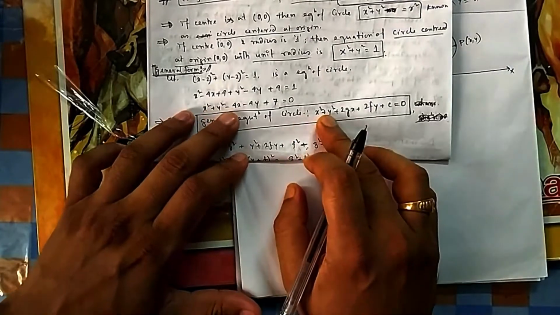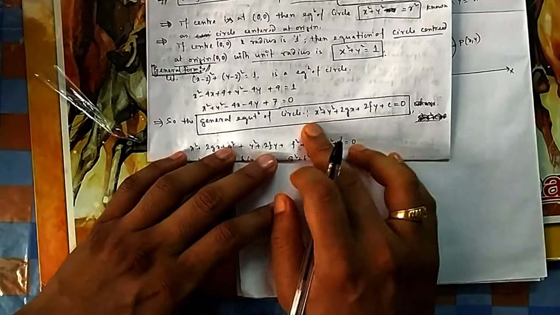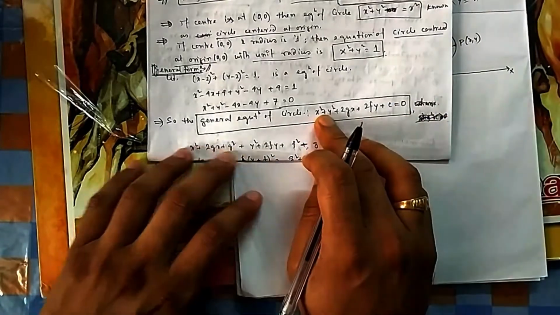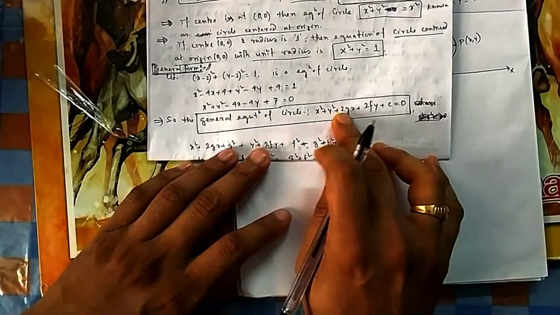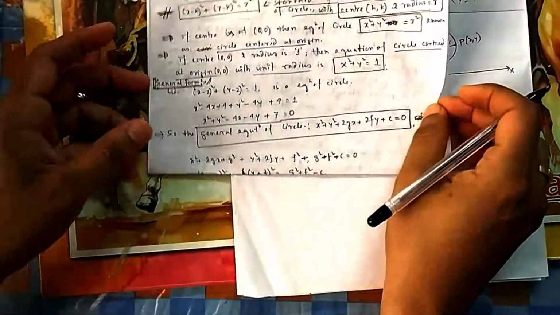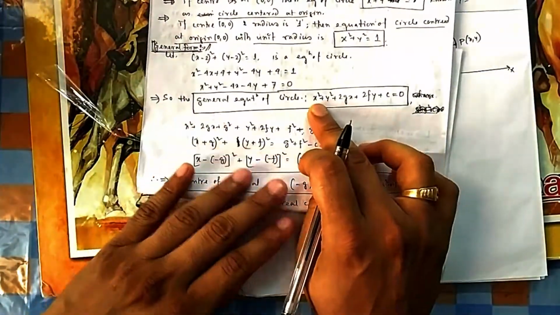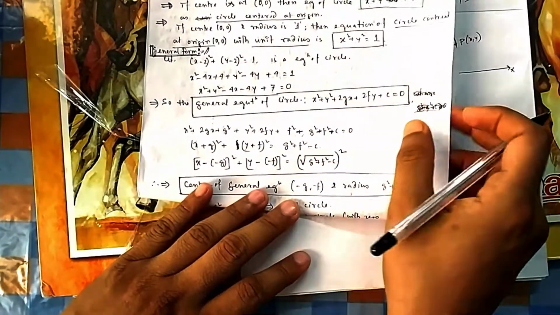You see x² + y² + 2gx + 2fy + c = 0. You can find some symmetry with the second order general equation that we have learned in pair of straight lines. We will explain it in detail after some time. So if this is the type of function, then we say this is known as the general form. You have to remember this form: x² + y² + 2gx + 2fy + c = 0.